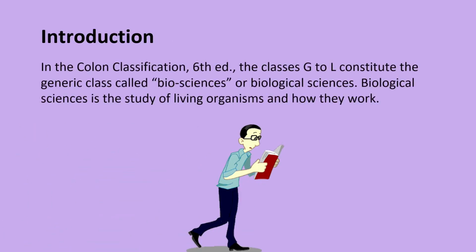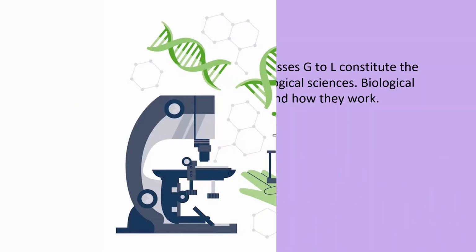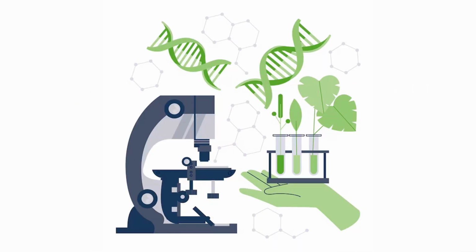In the colon classification 6th edition, more precisely the 1963 reprint, the classes capital G to capital L, that is from the main class biology to medicine, constitute the generic class called biosciences or biological science. Biological sciences is the study of living organisms and how they work.